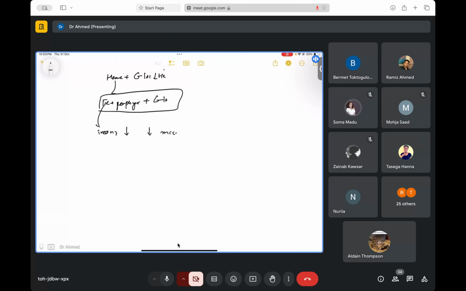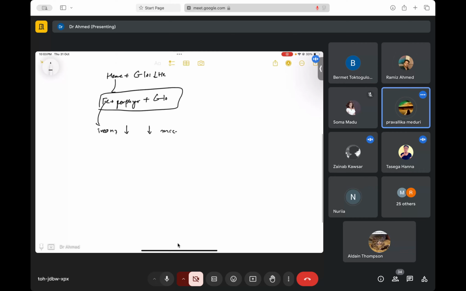Simple. Can you just tell me some of the conditions in which a person is more prone to have less iron intake? What are some of the conditions which cause iron deficiency anemia or microcytic anemia? Malnutrition, antacids, malabsorption.